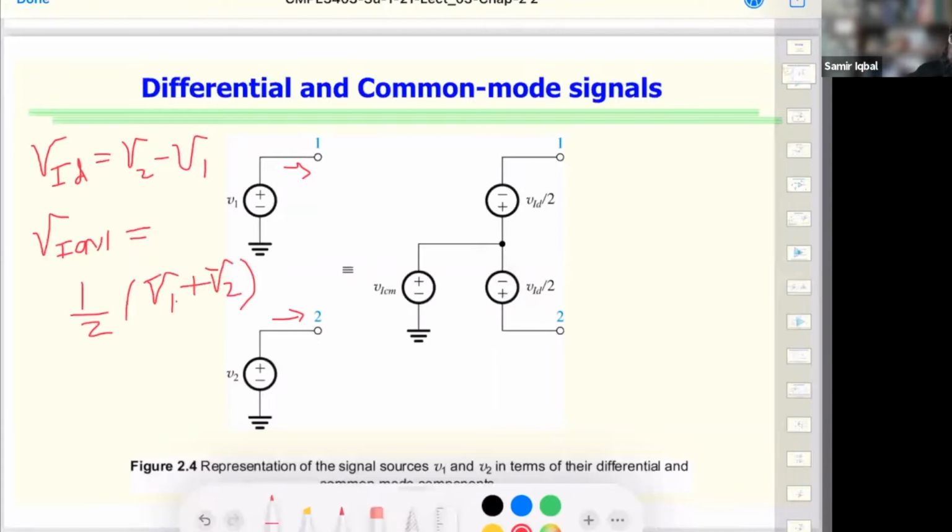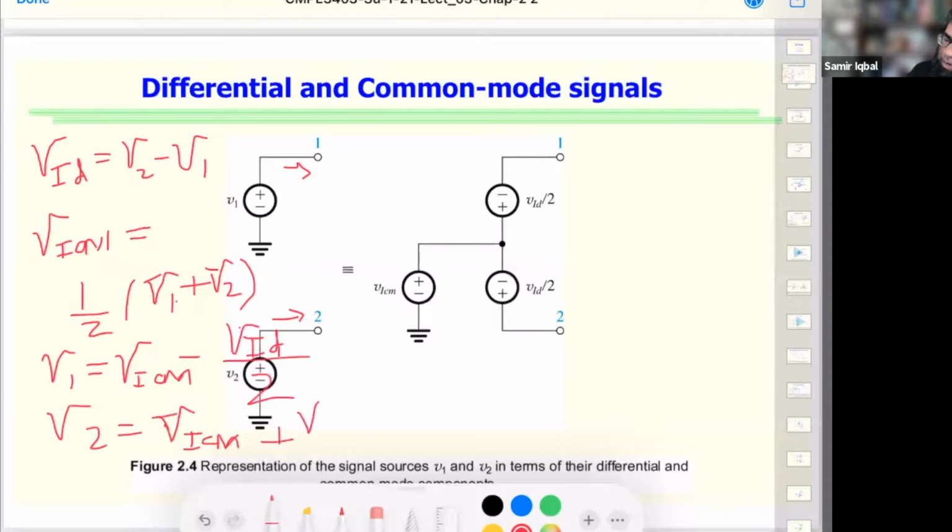And we can use these two to find the voltage at terminal 1 and voltage at terminal 2. So V1 would be the common mode minus the differential, the average of differential signal, the half of differential signal that gets there. And V2 would be the sum of common mode signal and the half of differential signal that gets there.